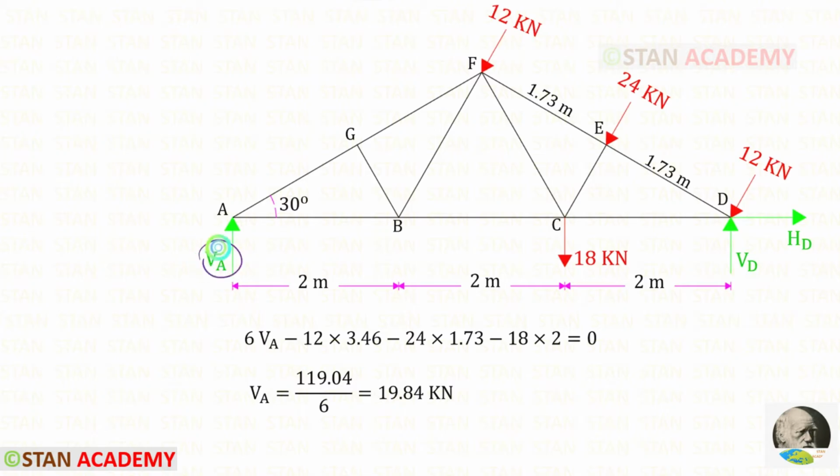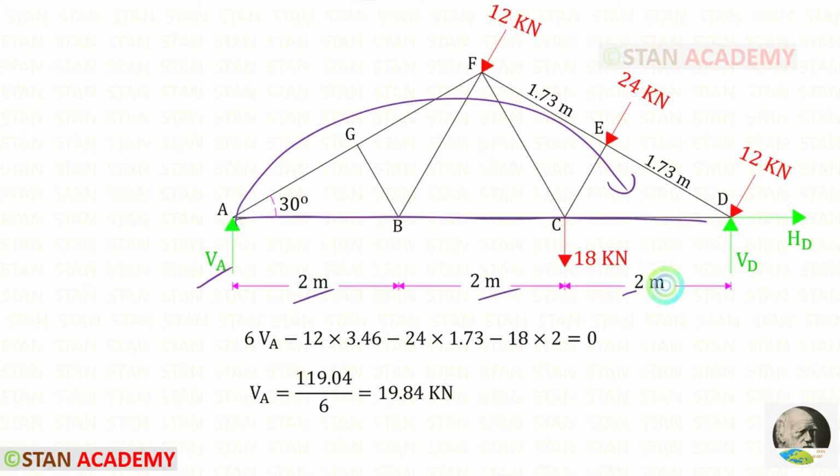To find VA, we can take a moment about D. Let us keep clockwise as positive and anti-clockwise as negative. VA is acting in the clockwise direction, so it will be positive, and the distance is 2 plus 2 plus 2, it will be 6.